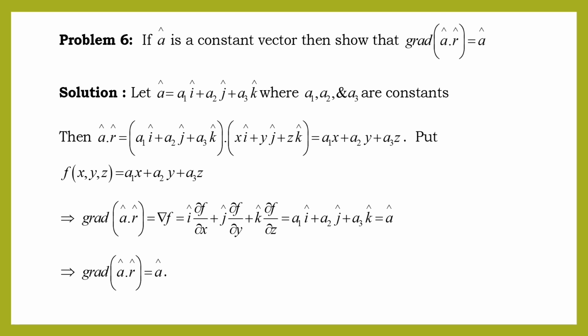If we substitute these values, we obtain the gradient of a cap dot r cap equals i cap a1 plus j cap a2 plus k cap a3, which is again a cap. So, the gradient of a cap dot r cap equals a cap. We are done.